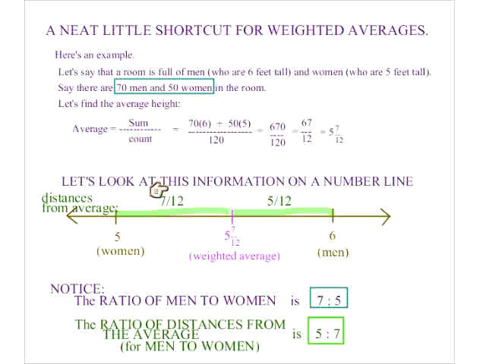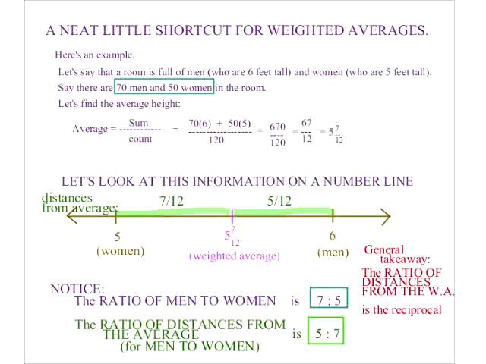That's our takeaway, and it's one of those things that spatially it's not that hard to see what's going on here, but finding the exact words to describe it is a little bit difficult. But I'm going to try. Here's the result. The general takeaway is this: the ratio of distances from the weighted average, WA stands for weighted average, is the reciprocal of the ratio of quantities.